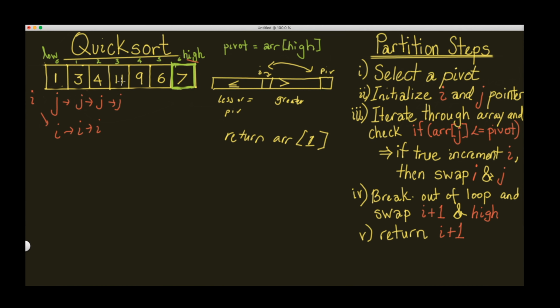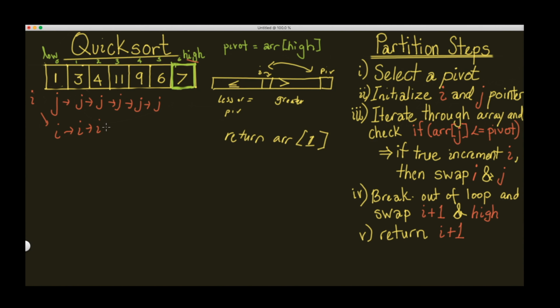Then we iterate J. This is false. 11 is not less than or equal to 7. So we increment J again. That condition is false with a 9. Then we increment J again. But then we see a 6 here, so we see that that condition is true. So we increment I.